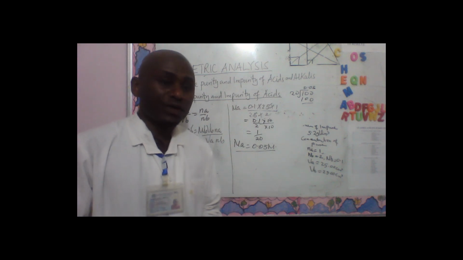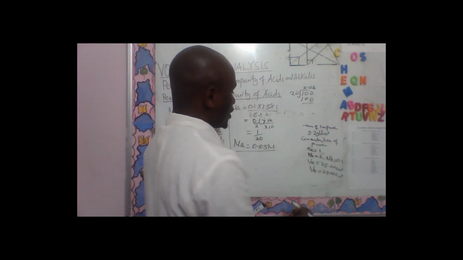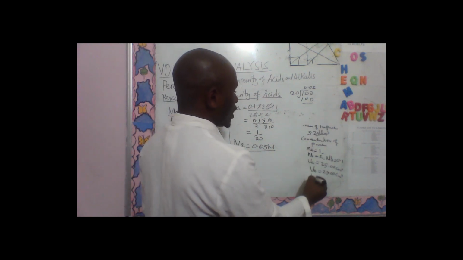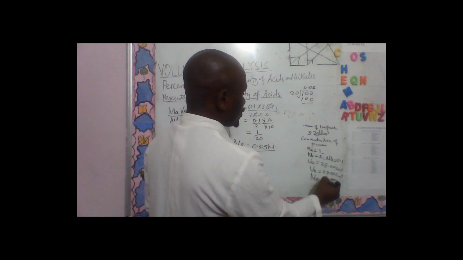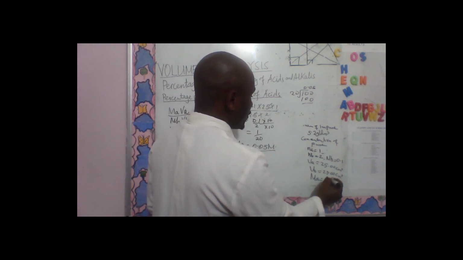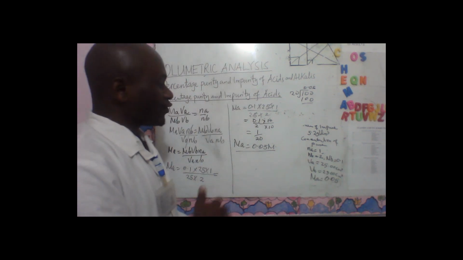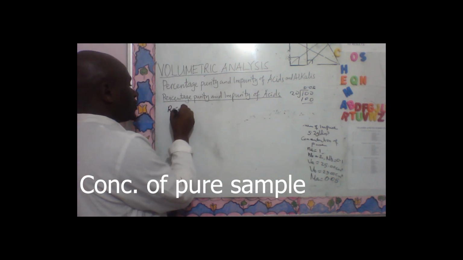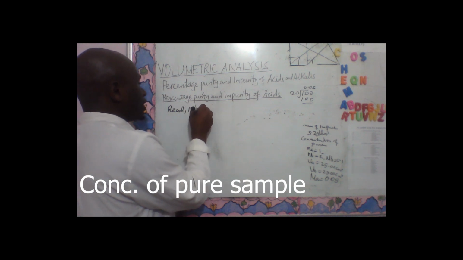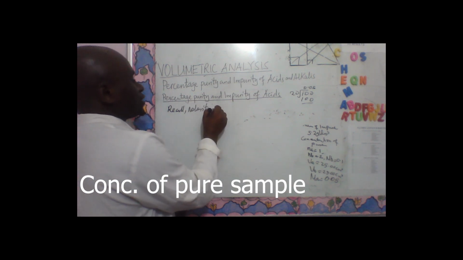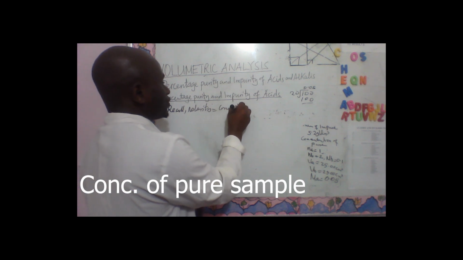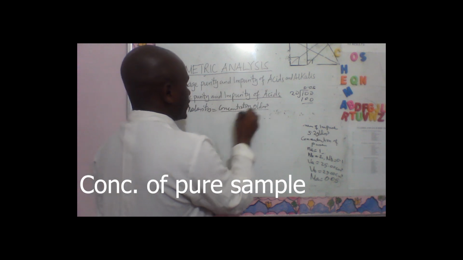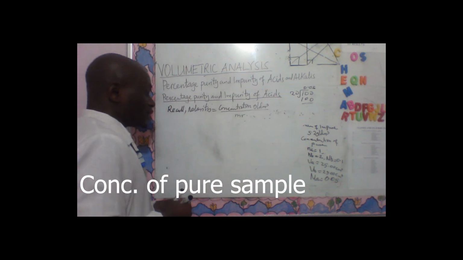After obtaining the molarity of acid, that molarity helps us know the concentration of pure sample. So the molarity of acid here is equal to 0.05. Recall that molarity is equal to concentration in gram per decimeter cube over molar mass. So let us see how it is.